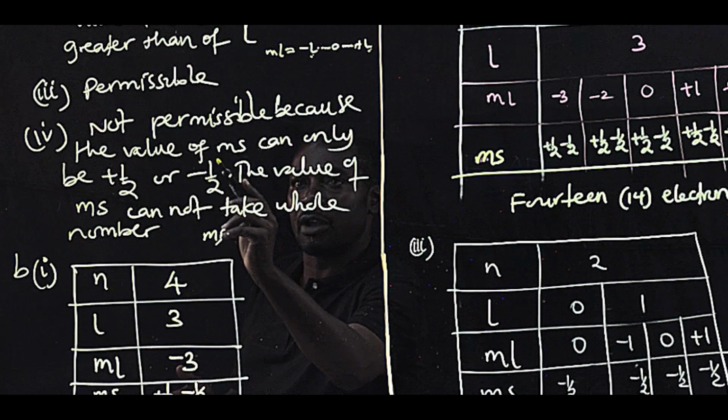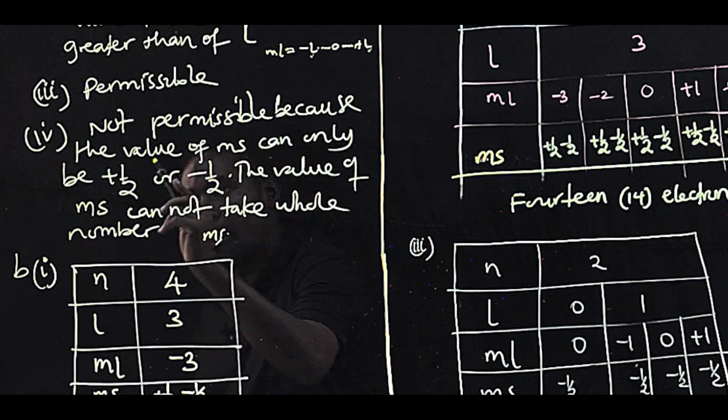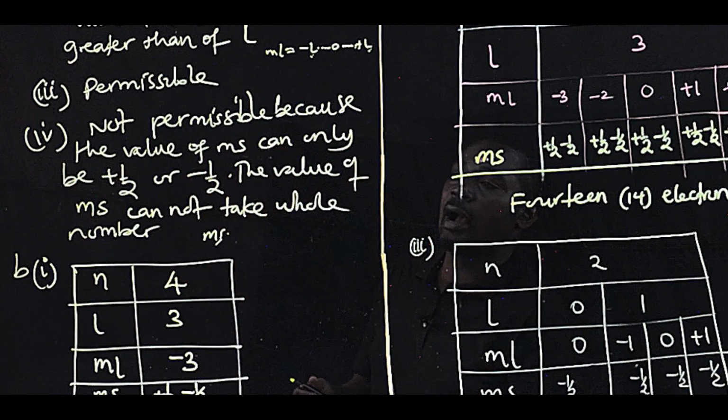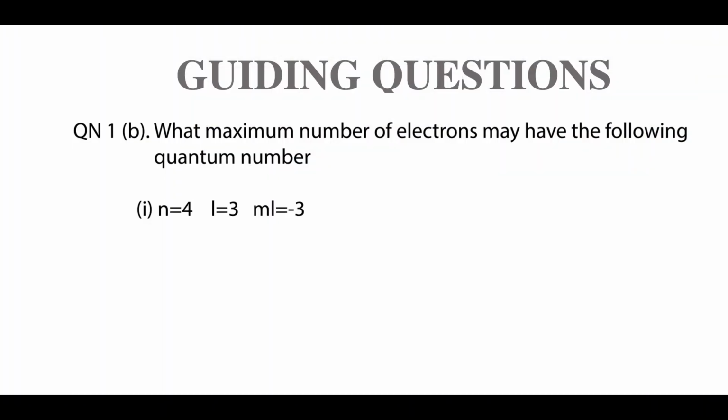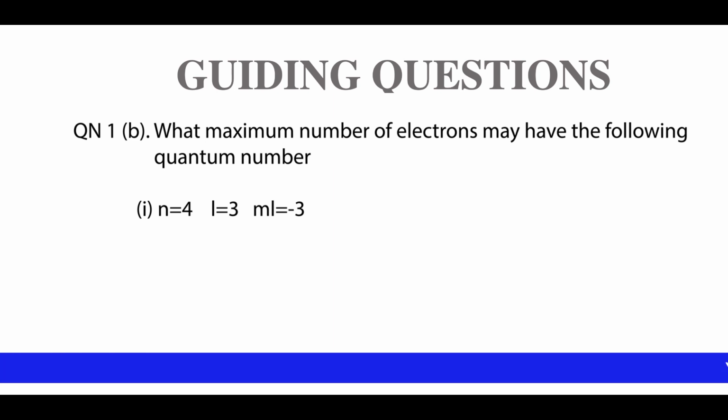Because the value of ms cannot be a whole number. The value of ms can be only positive half or negative half. Let me look at question number 1B. Question number 1B, part 1: what maximum number of electrons may have the following quantum numbers? n is equal to 4, l is equal to 3, ml is equal to negative 3.